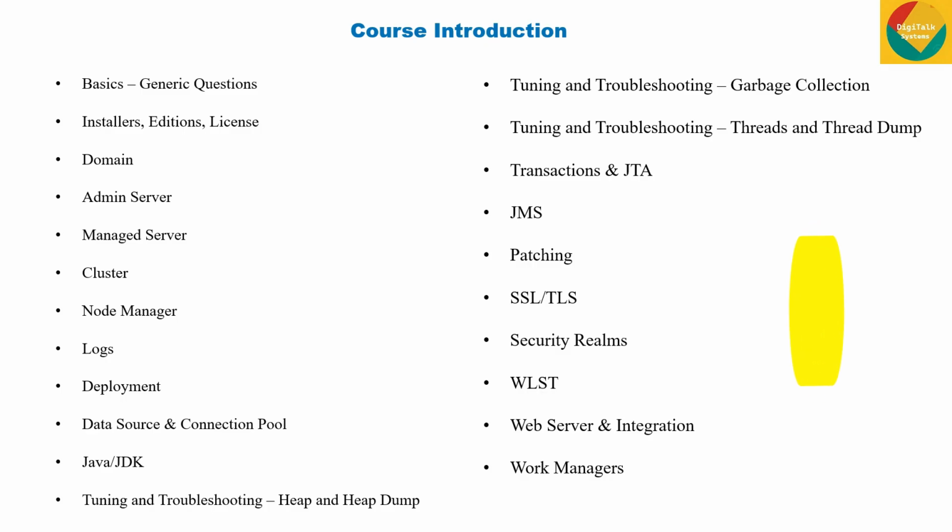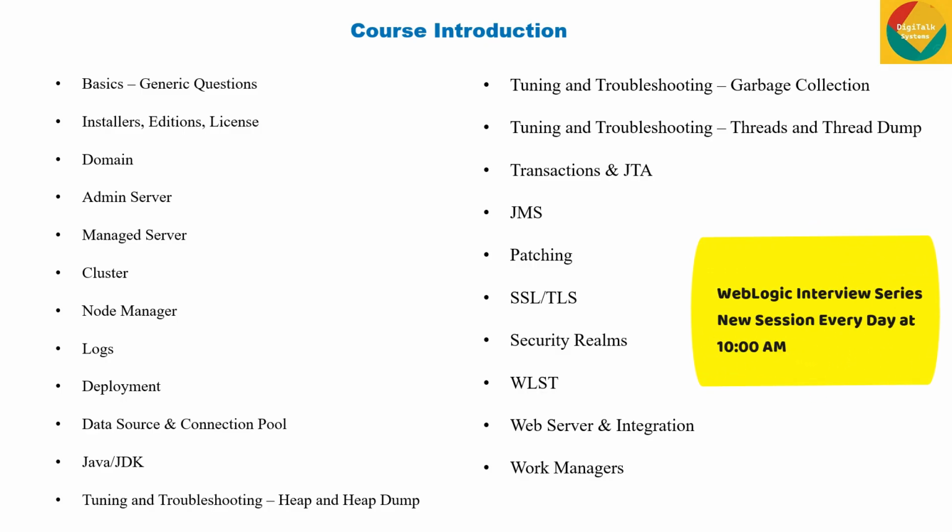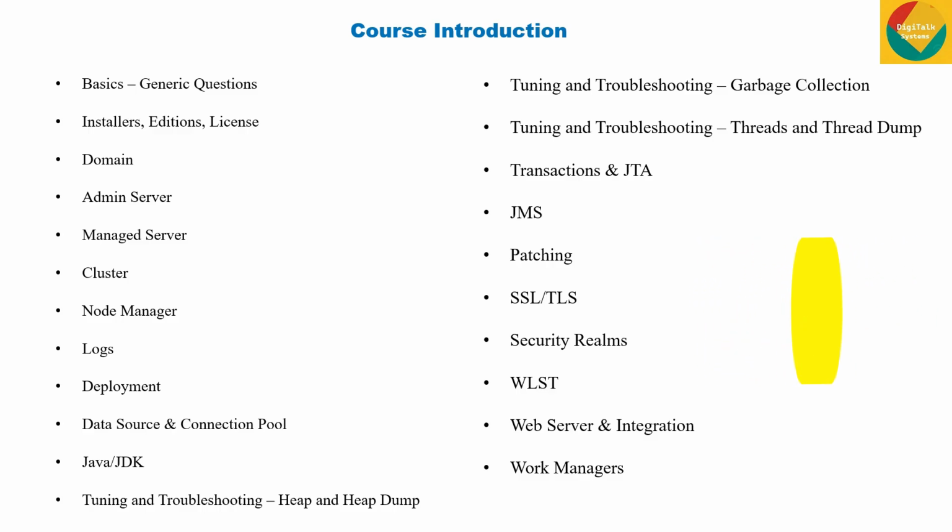And then specifically in the tuning and troubleshooting part, there are a few core areas where we are going to focus. The very first thing is heap and heap dump. So what exactly is the heap? How do we tune the heap size? What kind of different problems or errors and exceptions can we get with respect to the heap? Then what is the purpose of a heap dump?